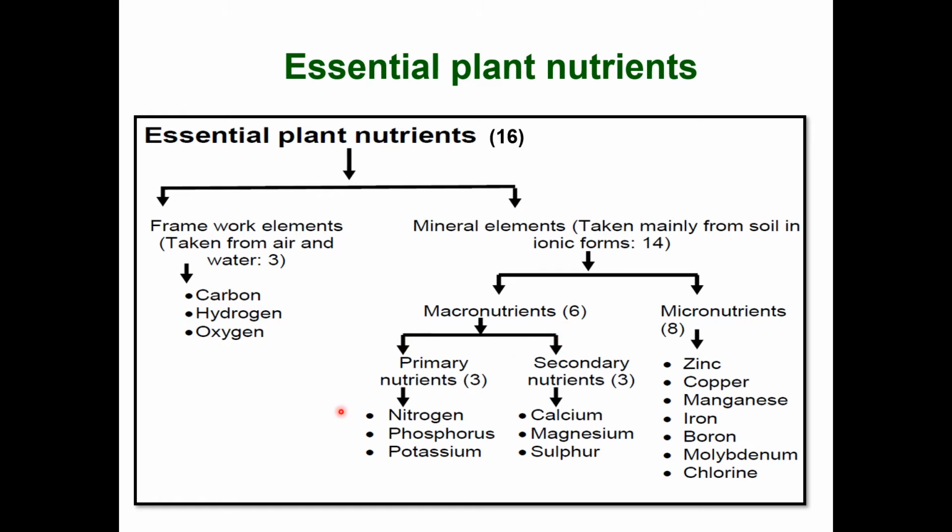We've talked quite a bit too about nitrogen and phosphorus. Potassium is in this group, calcium, magnesium, and sulfur. And then we have the micronutrients that are equally essential, but just not needed in as large of quantities. Things like zinc and copper and manganese and iron.